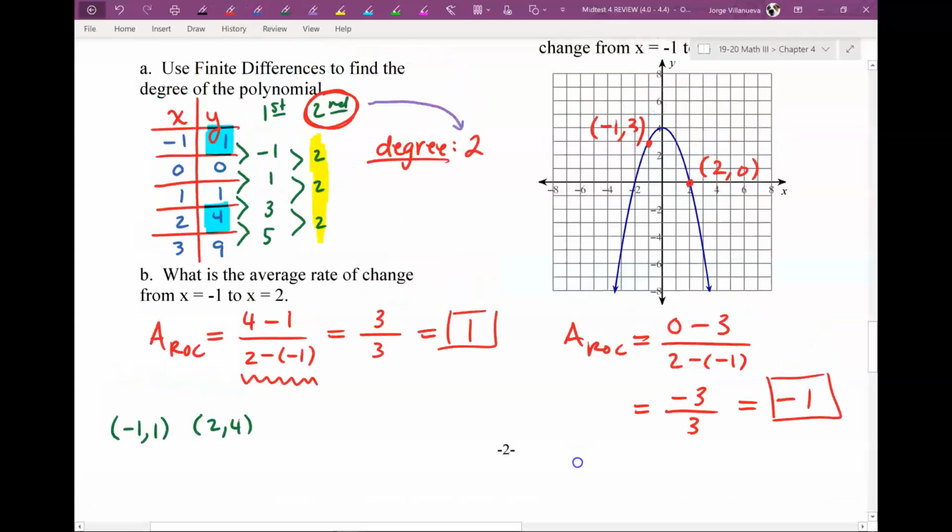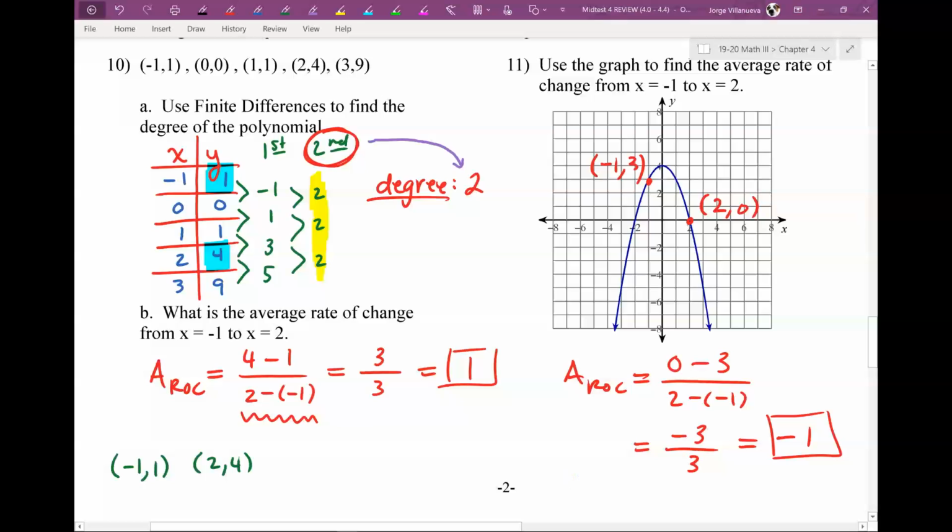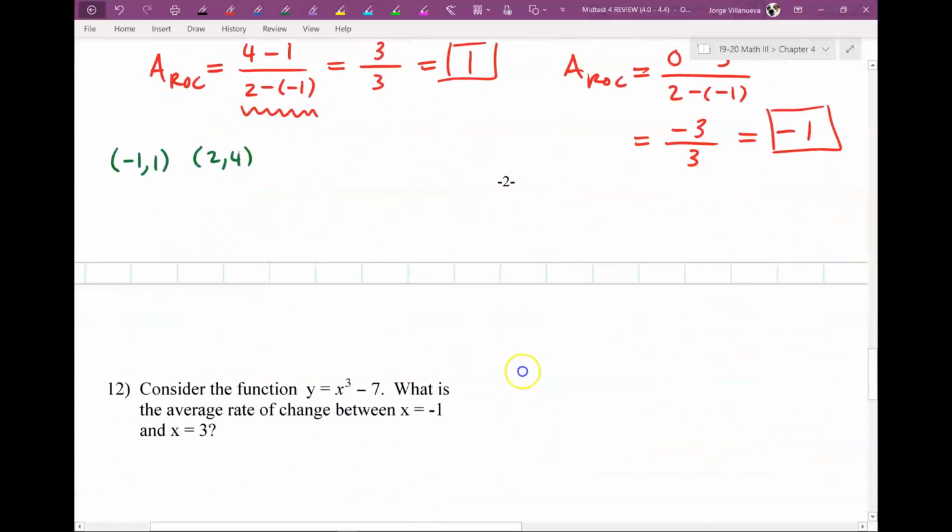So before I move on, because I think the next question or the next two would be the last ones, any questions on A, B for number 10 or on number 11? Remember, average rate of change is slope. All we're doing is slope, it just has a different name. So are we good? If not, when we're done, if you want to ask questions, feel free. You guys are going to have a lot of time to maybe go over this on your own again.